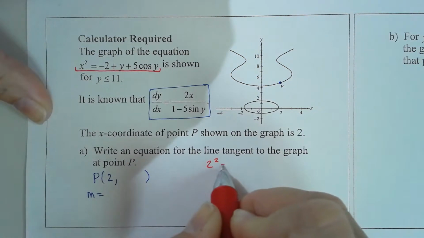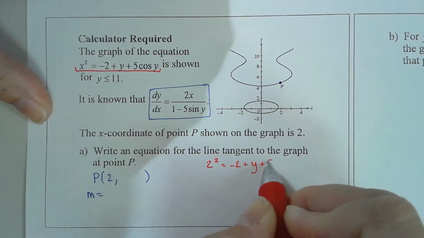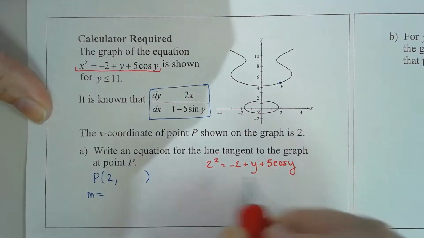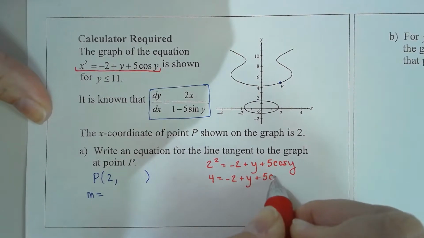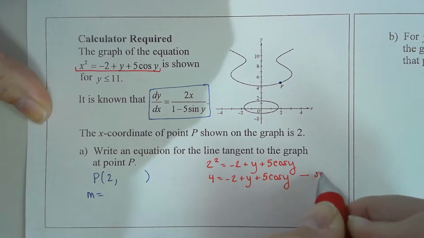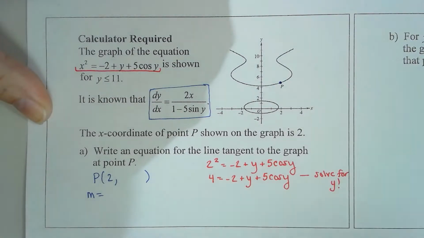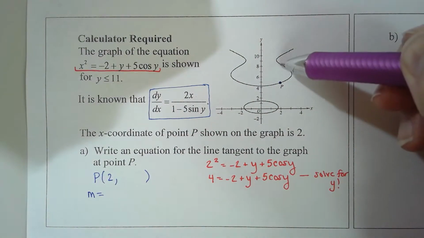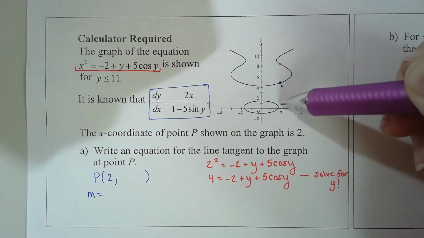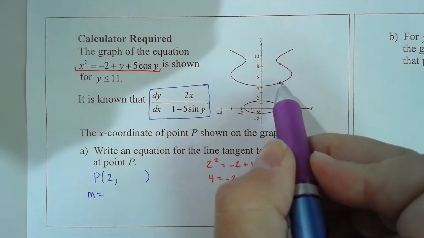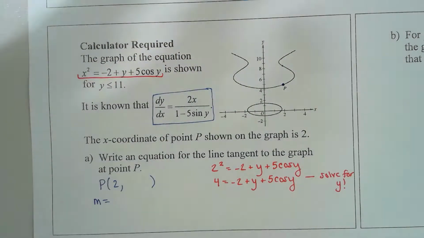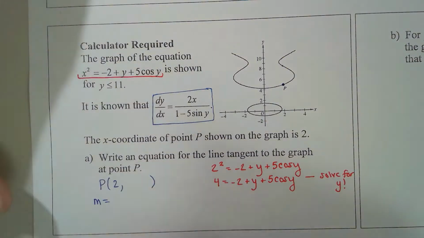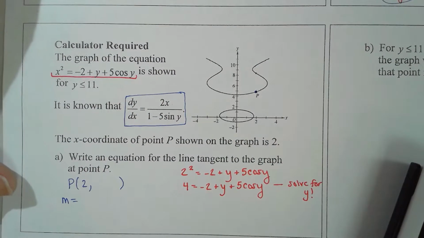So I have 2 squared equals negative 2 plus y plus 5 cosine of y, or I have 4 equals negative 2 plus y plus 5 cosine of y. I want to solve for y. By the way, when you look at this graph, when x equals 2, there are actually 3 different values of y. So we want the one that looks like it's close to, say, 5. Just keep that in mind. I'm going to use the solver because I kind of know how many answers I should get. We should get 1, and it should be close to 5.